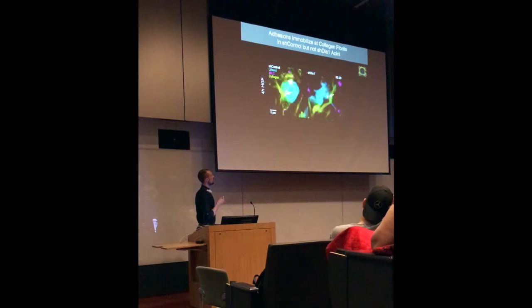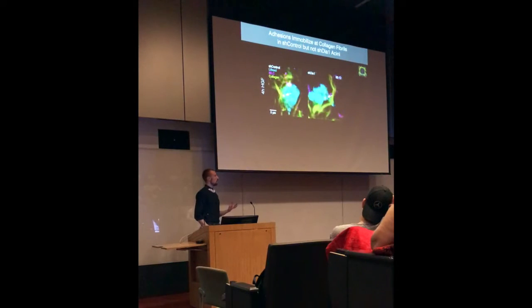So this is one cell, and it's formed this little puncta, this dense spot of actin and myosin that's adhered to this collagen fibril. And even as the cell moves, it stays stuck on that one spot, whereas in the case of the dia-1 knockdown, the same kind of spot can form, but it just moves with the cell. It's not stably adhered.